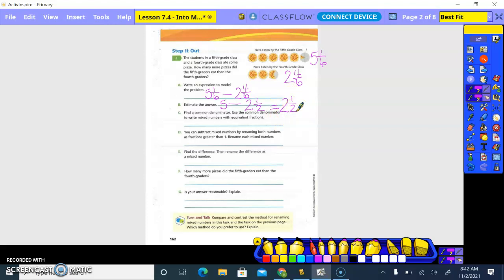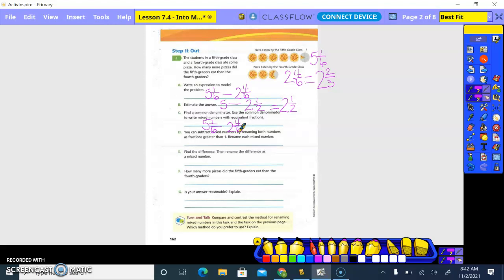Okay, common denominator. So we went ahead, instead of saying that this was 2 and 2/3, we went ahead and said that it was 2 and 4/6, right? Okay. So we can still rewrite it as 5 and 1/6 minus 2 and 4/6, right? Okay. So you can subtract mixed numbers, renaming both numbers as fractions greater than 1. Rename each mixed number. So this is where another way would have been if you would have done improper fractions.